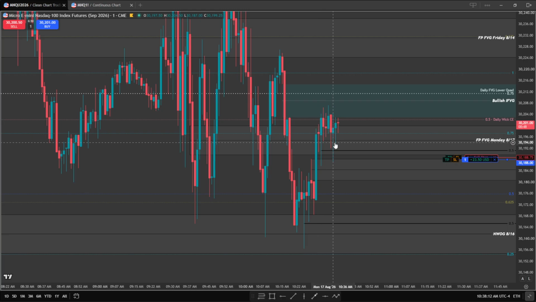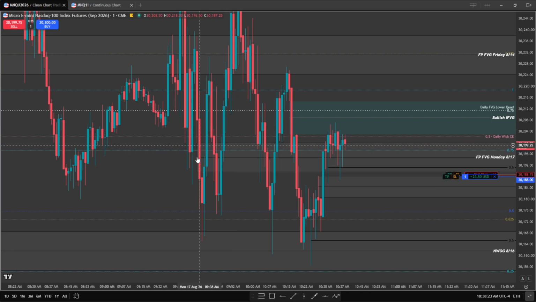It spends a lot of time in here. It looks really bullish. All the bodies are staying above the midpoint of first presented here. I think I called that Friday's first presented earlier. That's first presented of today. This is Friday's.